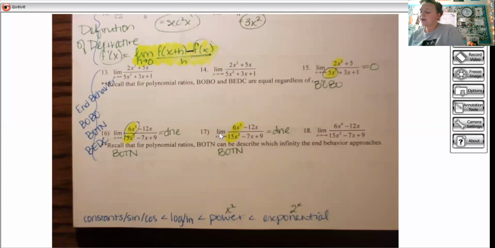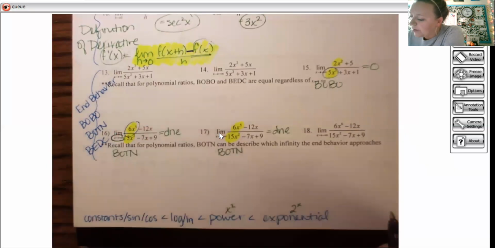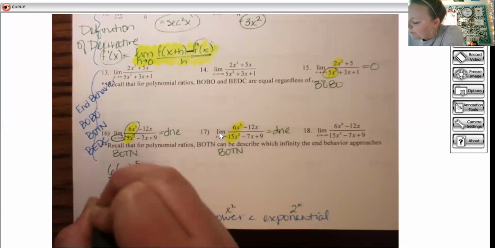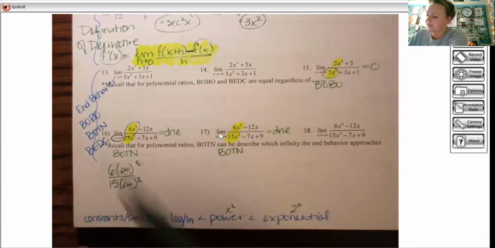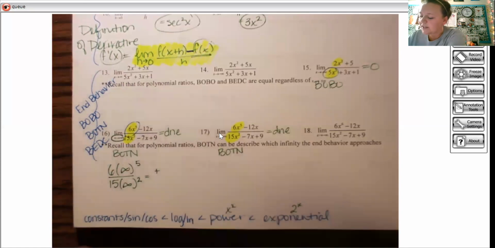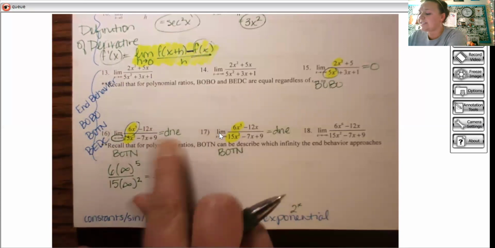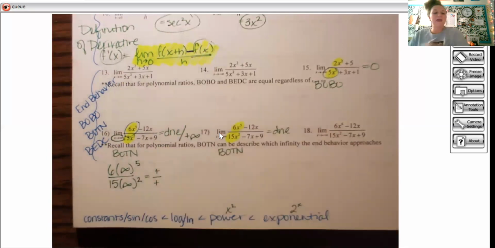So for example, if I was doing number 16, x is approaching infinity, well then I would have 6 times infinity to the 5th divided by 15 times infinity squared. Well, if infinity was already positive, the top is going to stay positive. Same with the bottom, I'm squaring it, that's going to be positive. So overall, I could say this is DNE, or I could say that it's approaching positive infinity. Both of those are right. That just means that that end of the graph, not only does it not have an asymptote, but it's going up forever and ever and ever.